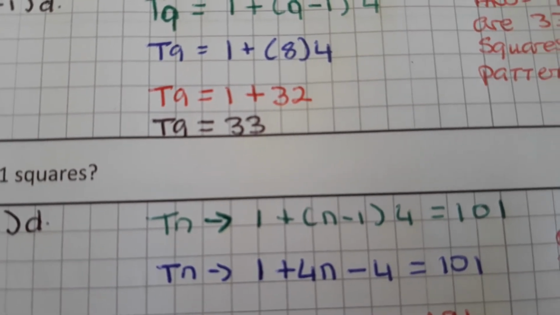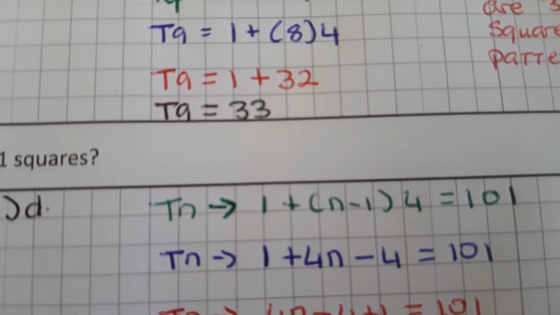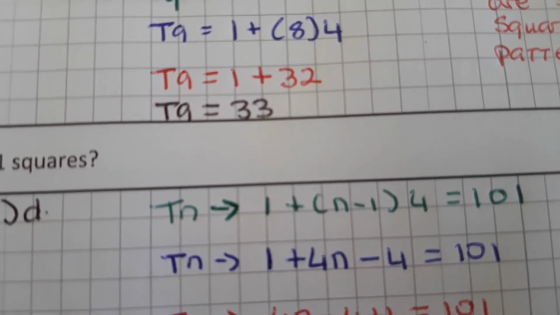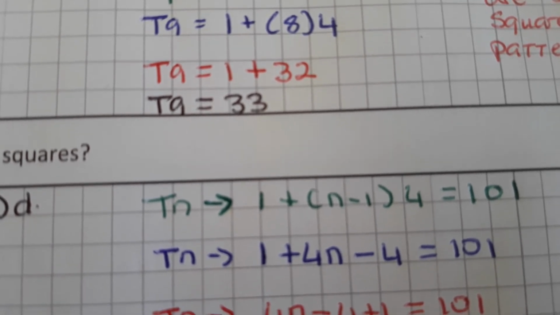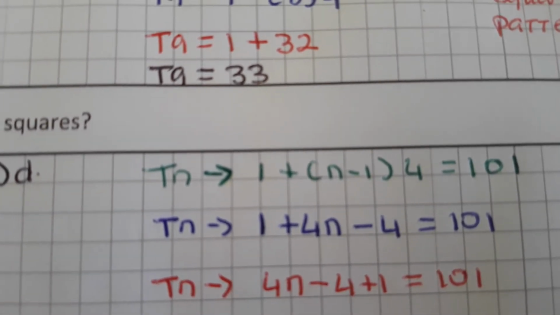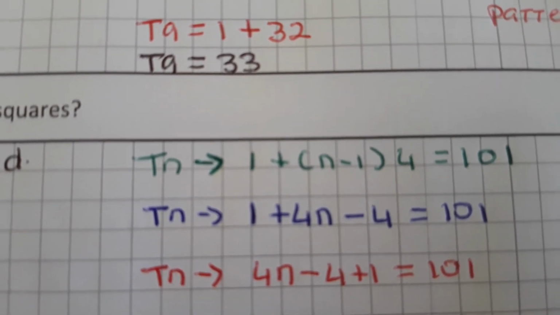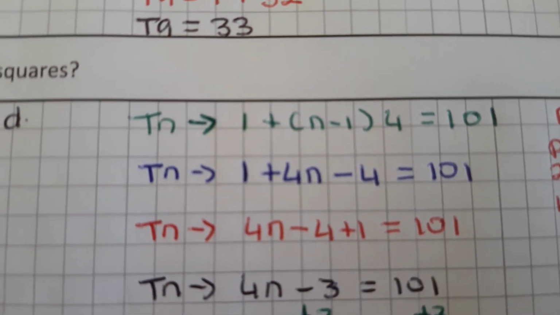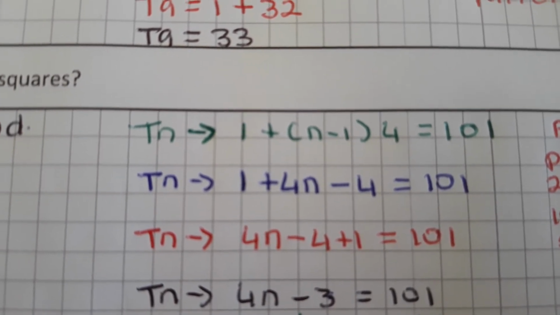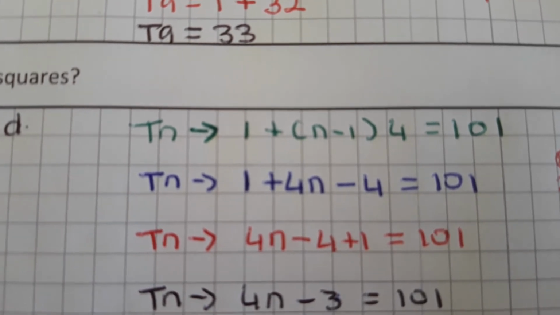So multiply out your bracket. Your 4 times n gives you 4n, and your 4 times minus 1 gives you minus 4. So 1 plus 4n minus 4 equals 101. So just rewrite that with the letter first. So 4n minus 4 plus 1 is 101. So 4n minus 3 equals 101, because minus 4 plus 1 gives you minus 3.